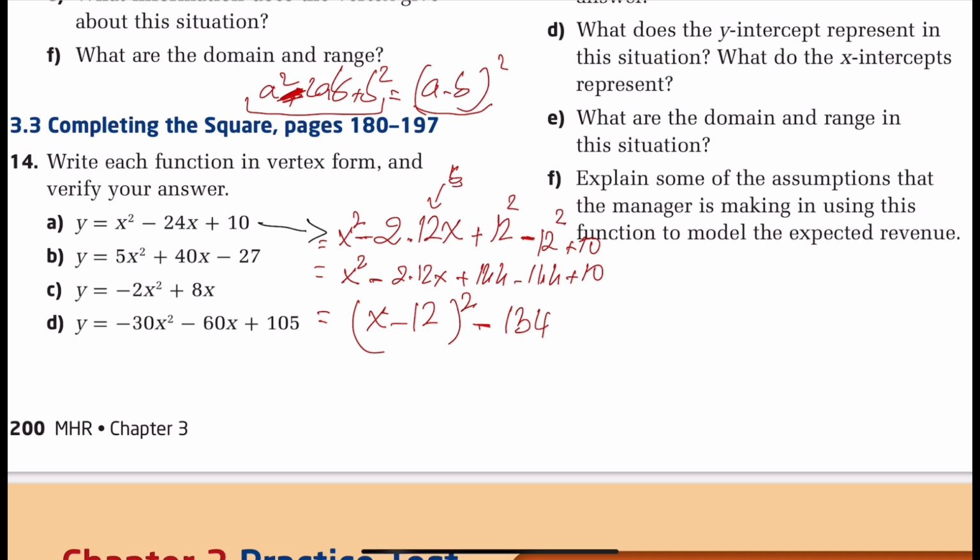Okay, so I got my equation in vertex form. So my a is 1. I can see my a is 1. My p is 12. My q is negative 134. This is the same way you will do all of them, and it is very, very easy.